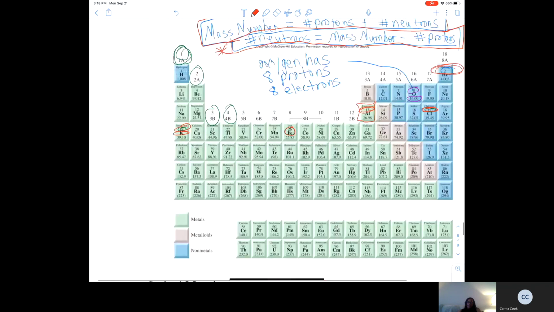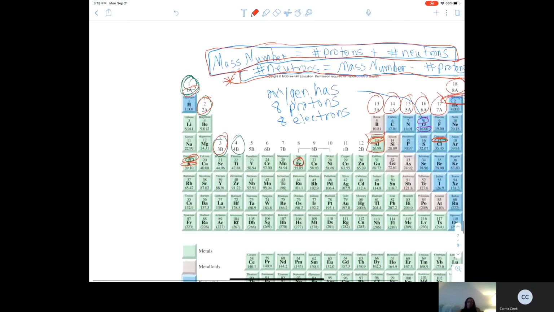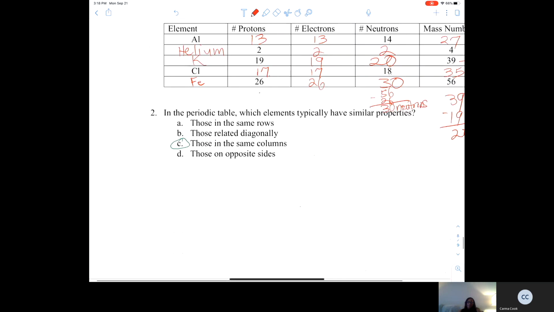And so notice the periodic table is arranged in rows. These rows are also called periods. And then they're also arranged in columns. And you see the columns have numbers. So these columns are also called groups. And elements that are in the same column or group have the same or very similar properties.